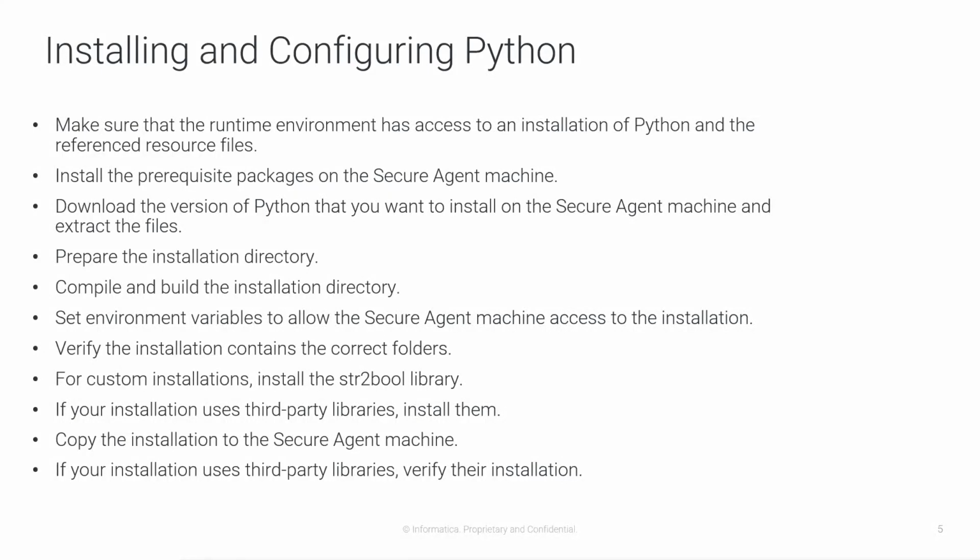Then you need to download the version of Python that you want to use. Then we need to prepare the installation directory. We need to compile it. Then we need to set environment variables. And we need to verify whether the installation has been correctly done. Then we need to set up the third-party libraries, or Python libraries, which you want to use in your Python code in the Python transformation. And then we need to copy them to the secure agent machine paths.